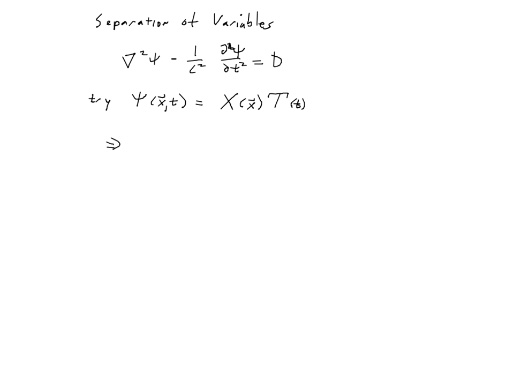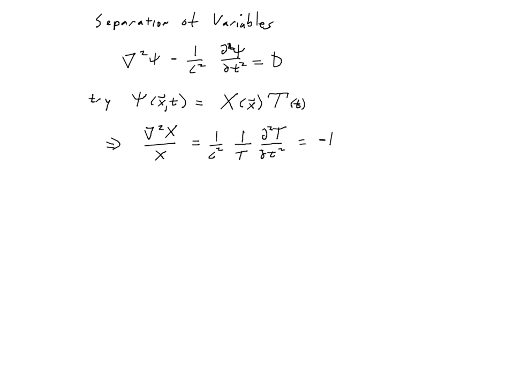And what happens is you get that the Laplacian of the X term divided by X is equal to 1 over c squared times 1 over T times the derivative of the T term with respect to time. And so everything on the right depends on time, everything on the left depends on position. And so that's why we say that these things are separate.